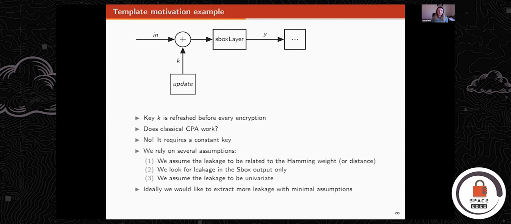So first, some assumptions. Let's say we still have this leakage model. It's always very important, this leakage model. I hope you get that message. We are now just focusing on the S-box output, so zooming into one special scenario. And we assume for a moment that the leakage is univariate, which means we know exactly in which moment to look for this leakage. Let's say for now it is one time point.